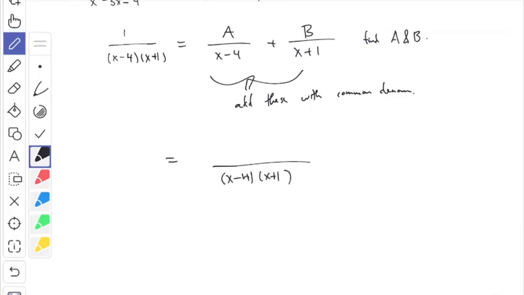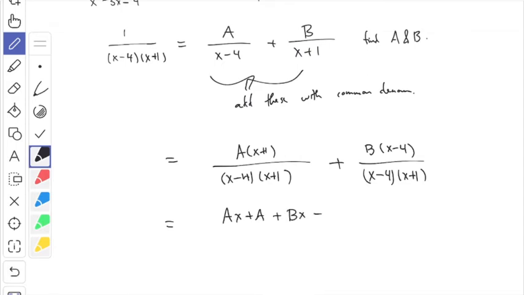Actually, I'll write it separately. So when I convert the thing with the a, I have to multiply a times x plus 1 to make it match the denominator. And the b, I have to multiply b times x minus 4 to make it have the appropriate denominator. All right, so when I add it all up, if we distribute here, I get ax plus a plus bx minus 4b, right? I add it up in the numerators. The denominator is the same old thing, x minus 4 times x plus 1.